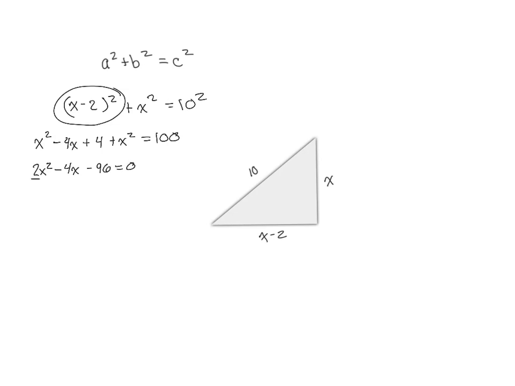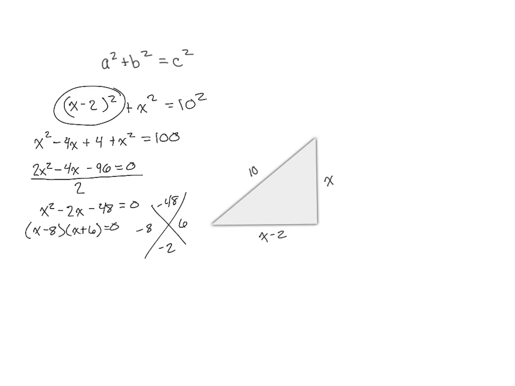For simplification purposes, we're going to go ahead and divide out the common factor of 2. So we get x² − 2x − 48 = 0. So now we're looking at factors of −48 that are going to add up to −2. That would be −8 and 6. So we got (x − 8)(x + 6) = 0. Then we use our zero product property, and we set each factor equal to 0. And so we get x = 8 or x = −6.